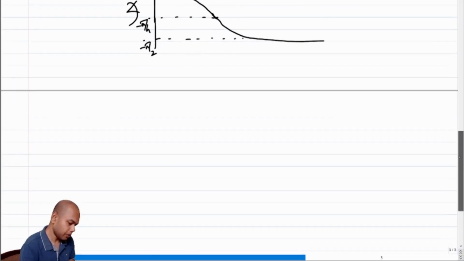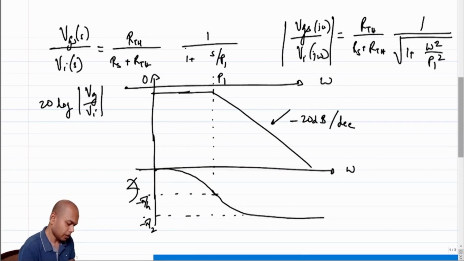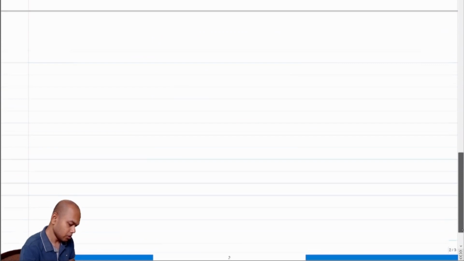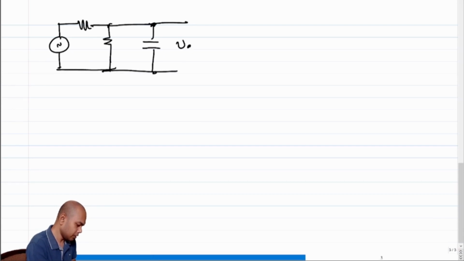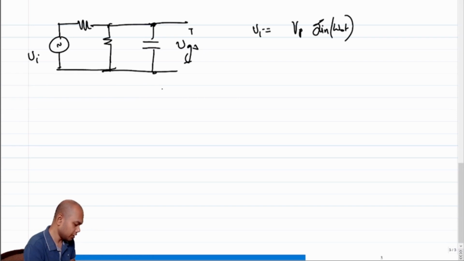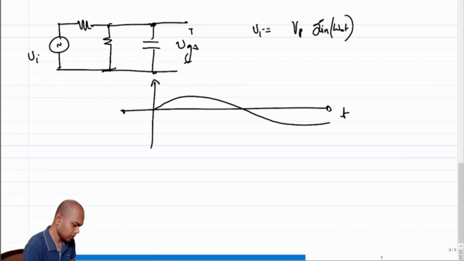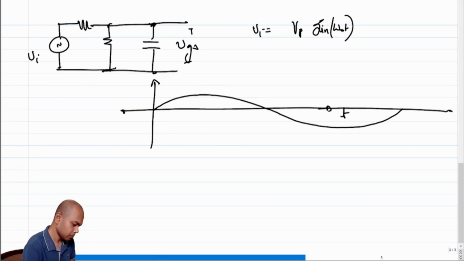So if we spend a couple more minutes on this topic, what will be VGS if Vi, let's say, is equal to Vp sine omega naught t, right? And I want to plot VGS in the time domain with respect to time. So let's say this is the input, so let me draw one cycle. And this is going on forever, right? So it's a steady state response.